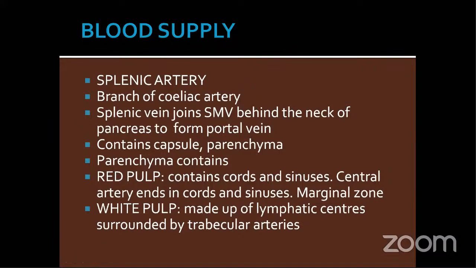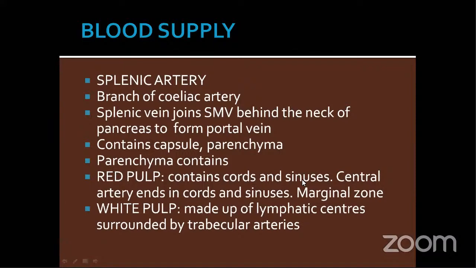And there is the capsule of the spleen, which is also very, very vascular. There are important structures called the capsule and the parenchyma of the spleen. What does the parenchyma contain? Parenchyma contains red pulp and white pulp, which you have studied in your histology and pathology. What does the red pulp contain? It is mainly vascular structures like cords and sinuses.